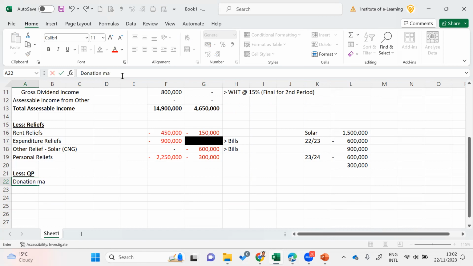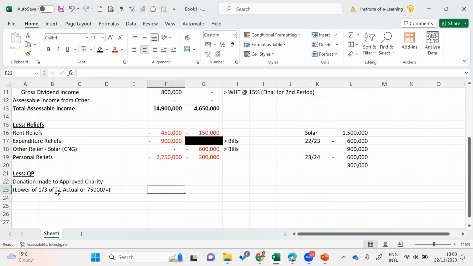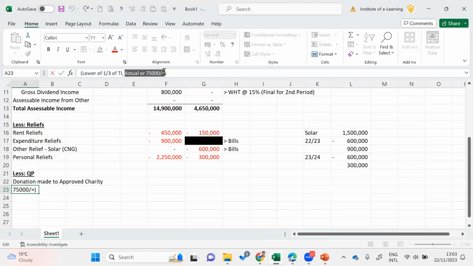The qualifying payment: if you make a donation to an approved charity, you can deduct it, but there's a limit. You have to consider the lower of one-third of the taxable income and the actual donation, or 75,000. In most cases you only need to compare the actual and the 75,000, because taxable income we are going to calculate now.